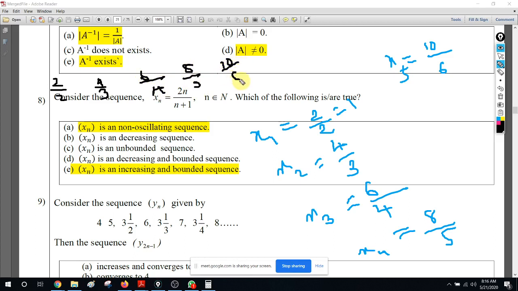Now look, there is a pattern here. Can you see it? Let's try one more, x6. 6 into 2 is 12, 6 plus 1 is 7, 12 divided by 7. Good, again it keeps on increasing.